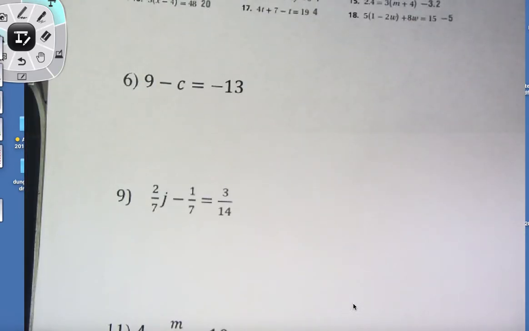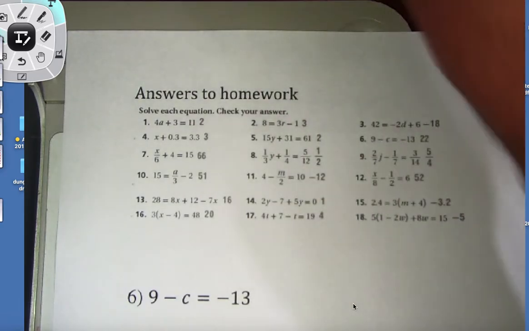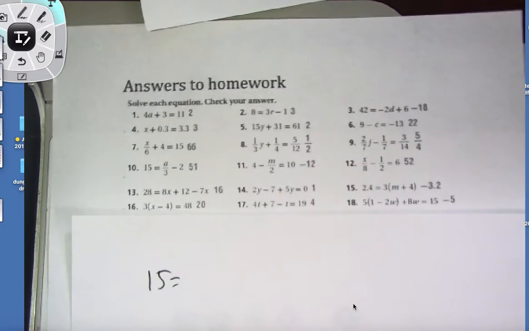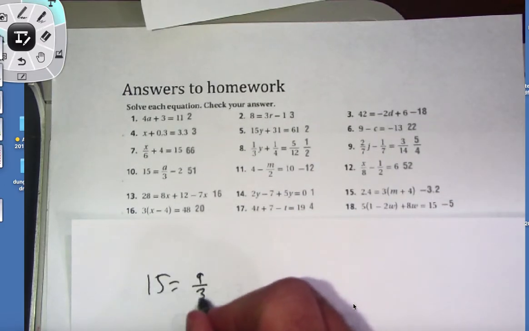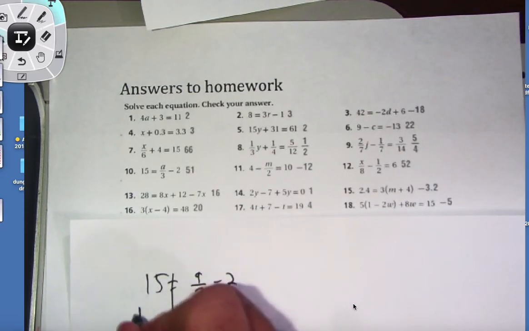Okay. Is that number 9? Yes, number 9. Okay. Let's keep going. So number 10, we get 15 equals, hopefully we can save some space here, x over 3 minus 2. Okay, so we're going to first add 2 to both sides.